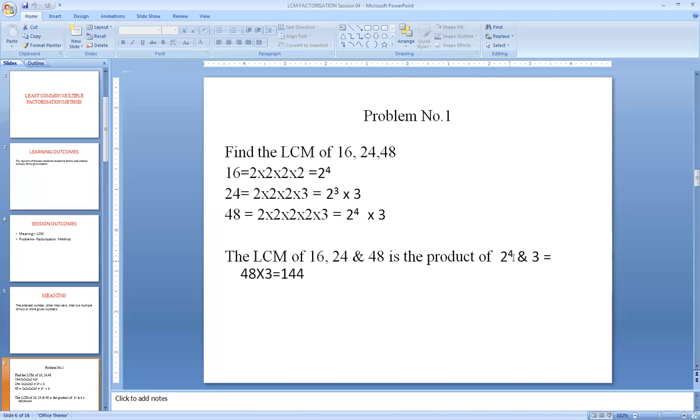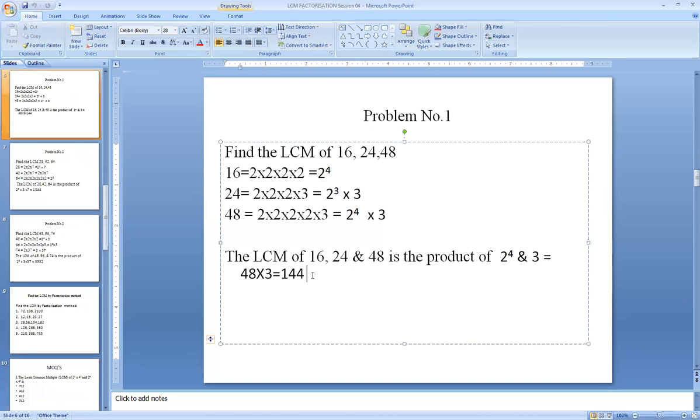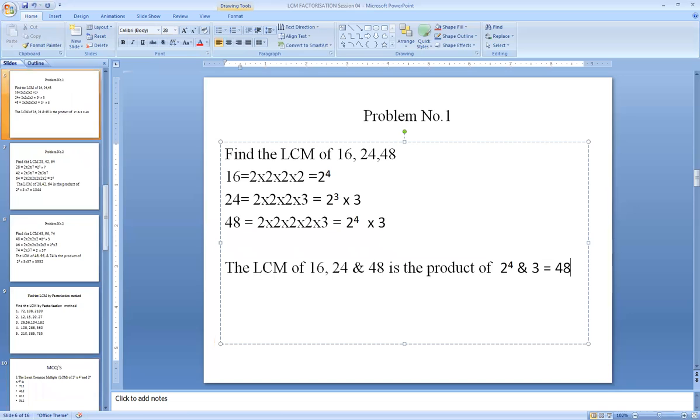Therefore, the product of 2 to the power of 4 into 3: 2 to the power of 4 is 16, then 16 into 3 is 48. So 48 is the value of LCM. This is how to calculate the LCM under the factorization method.